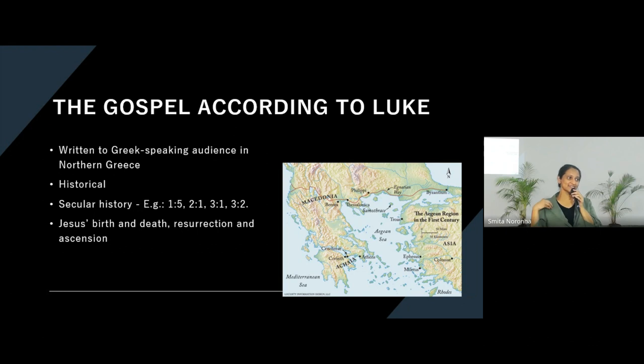Because I think it's written in a very relatable way. It's written especially for someone who is completely foreign to who Jesus is or to the Christian faith. Luke is a very easy book to read.